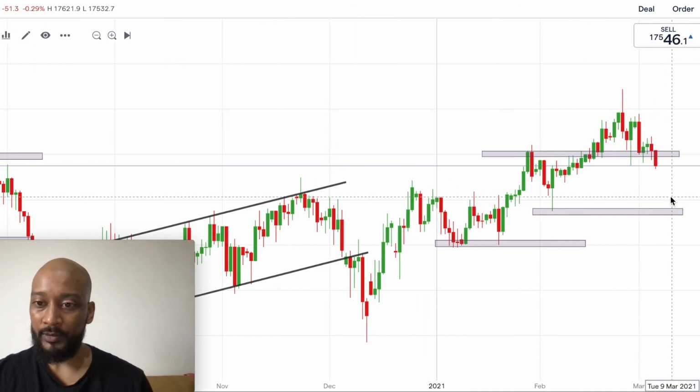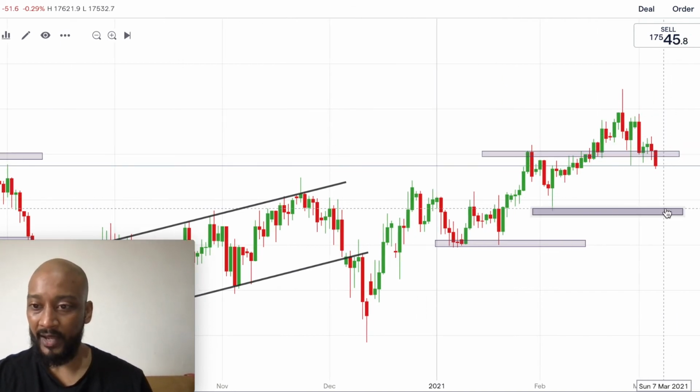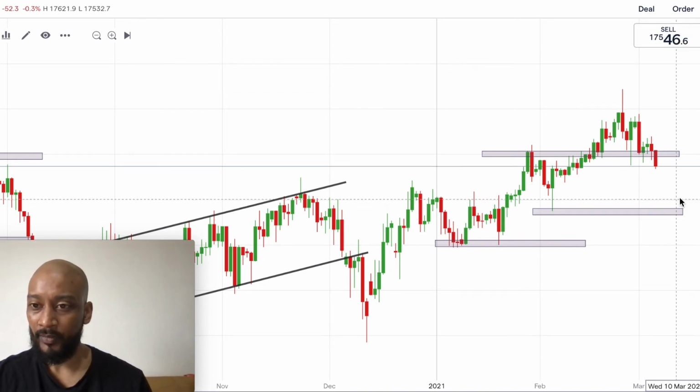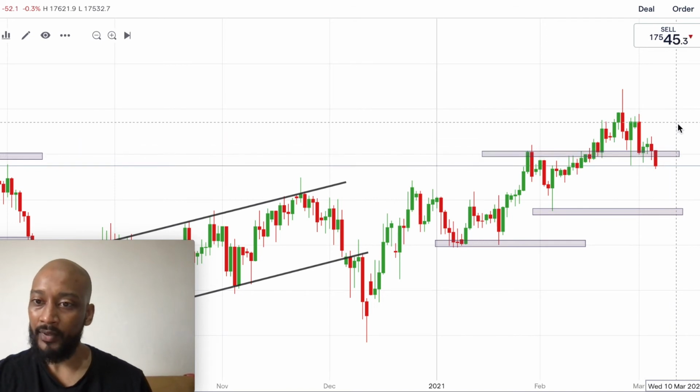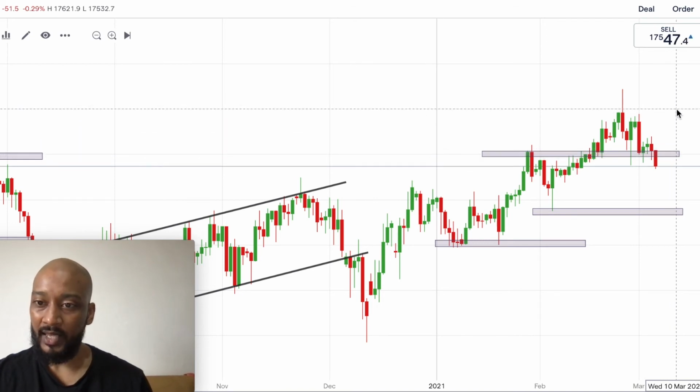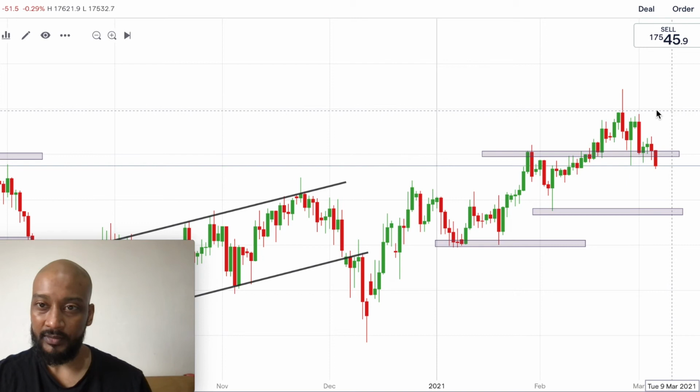So for exporters, your target is going to be down here at 174 to 173.50, 60-ish. If we can get back up, then 178 is going to be the importer target.